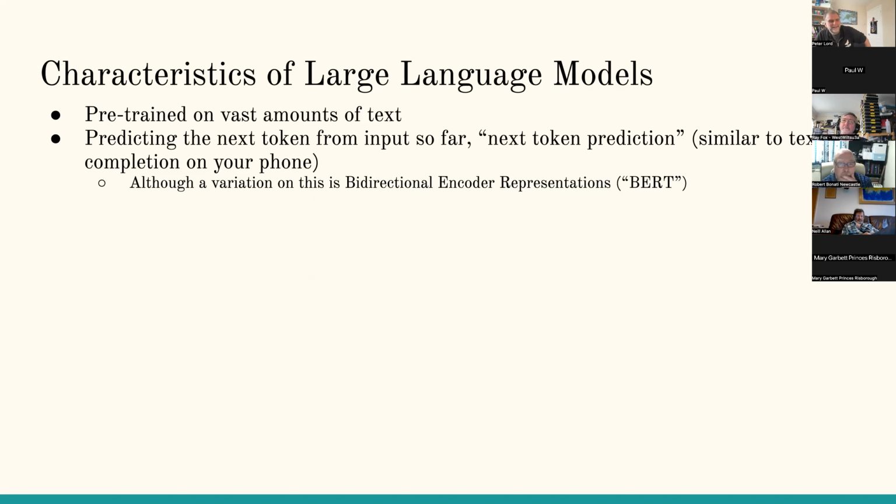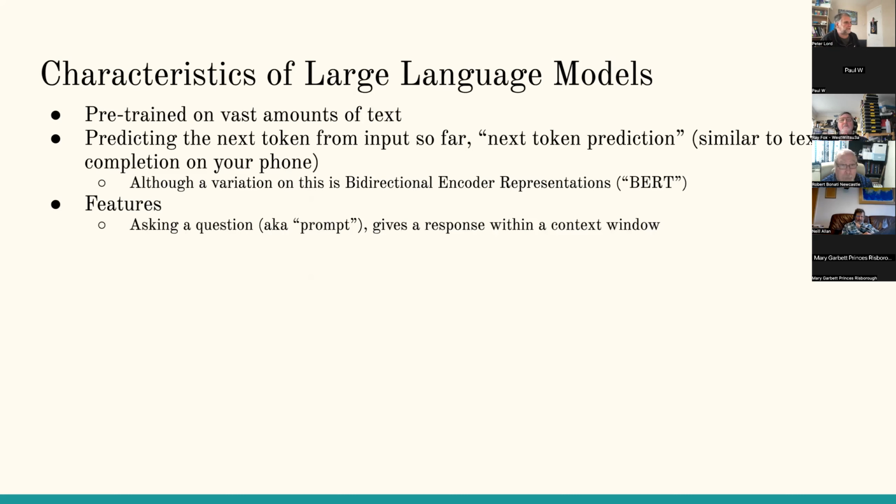Having said that, there's a variation of this next token prediction called BERT, but we're not going to talk about BERT. I just thought I'd mention it. BERT is about next and previous token prediction, which is a little bit weird, but is very useful in some cases. So with these large language models doing next token predictions, you ask a question or fill in a prompt, and then you get a response from the large language model.